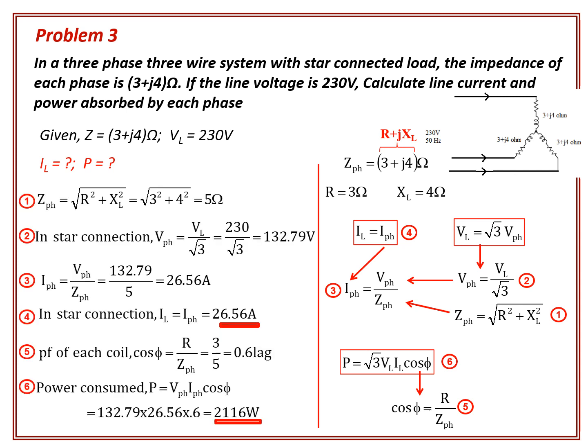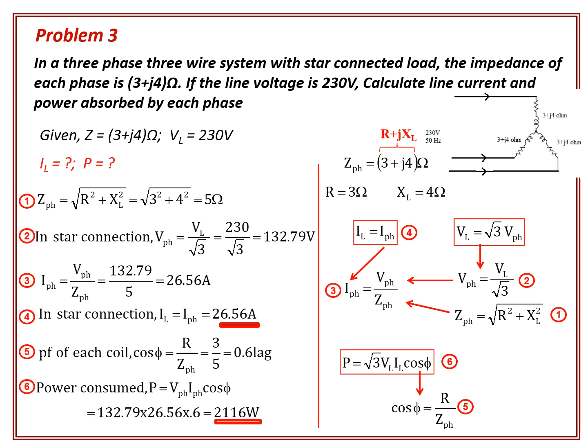Now let's find the numerical values. As the first step, calculate Z phase. Z phase is equal to root of R square plus XL square. Substitute R is equal to 3 and XL equal to 4. We get Z phase is equal to 5 ohm.